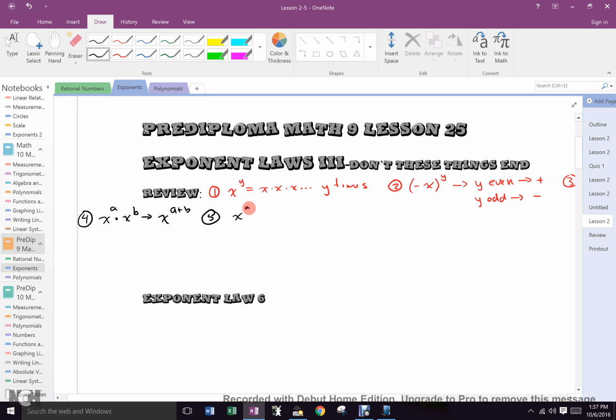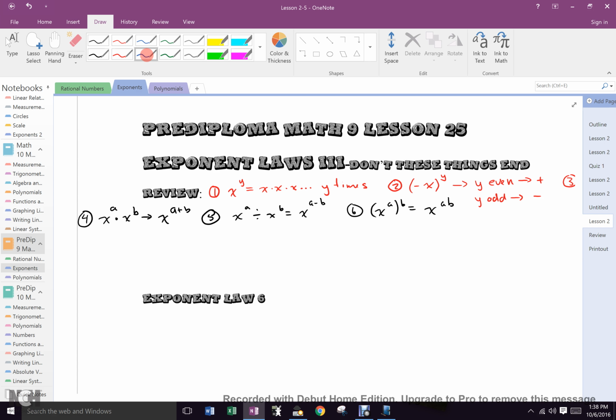Number 5. X to the a divided by x to the b. Alicia? A minus b. Number 6. X to the a, all to the b. Taylor? X to the a times b. That's the middle level laws.